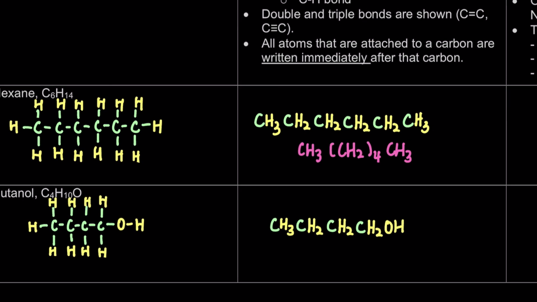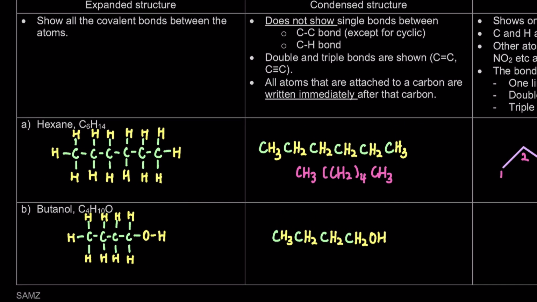Again, for the condensed structure, we don't have to show any single bond. But for the case of expanded structure, we have to show all the covalent bonds. So the condensed structure does not show the single bond, just add it in your notes. We're not going to show the OH bond as well. Please add this in your notes. So that is for the case of condensed structure.